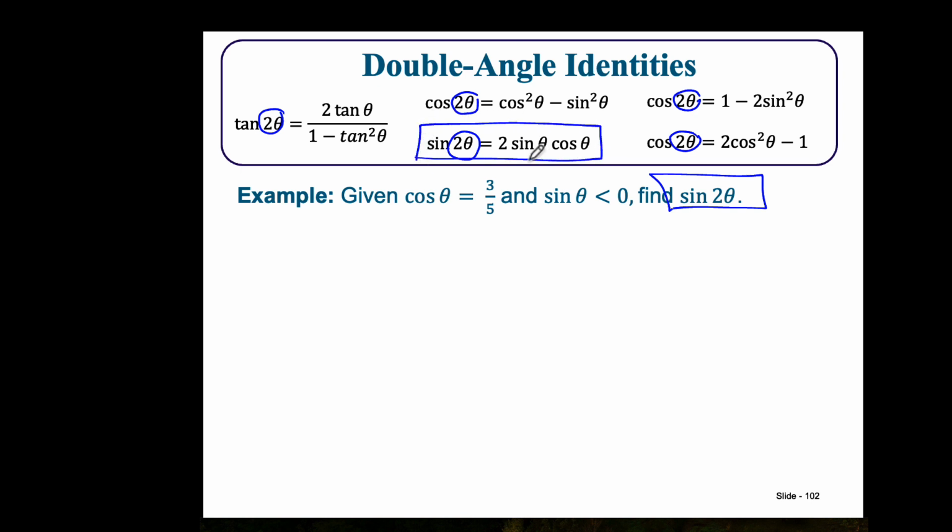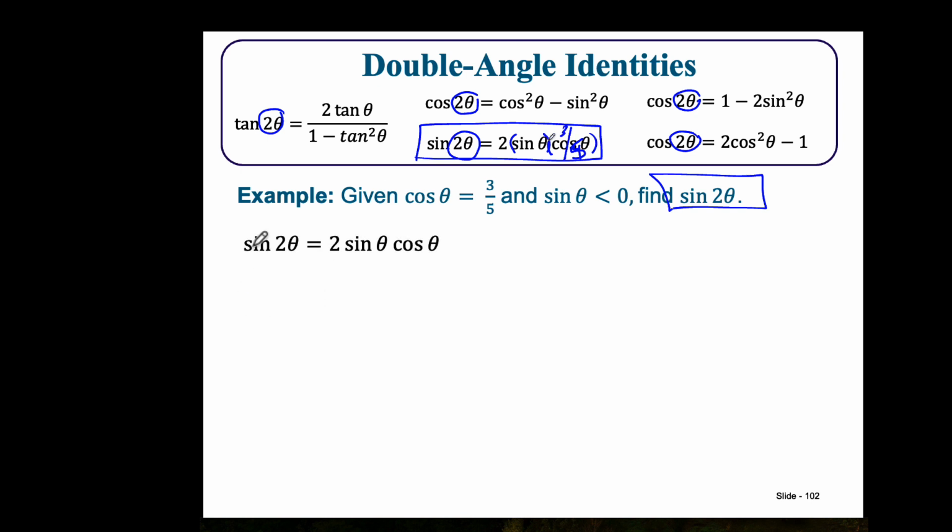Okay, well, to find sine of 2 theta, we know that that will be equivalent to 2 times sine of theta, and we'll multiply that by the value of cosine of theta. So we're going to need sine of theta and cosine theta. Cosine theta, we have, it's right here, it's 3/5. That will be our 3/5, but we still need sine of theta.